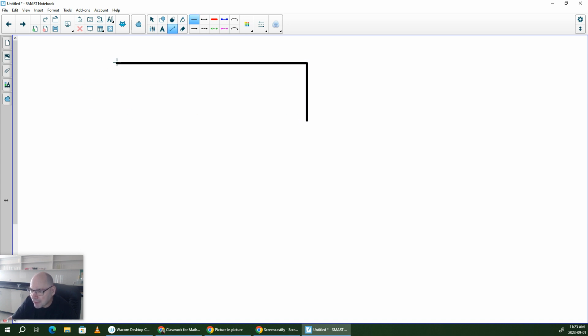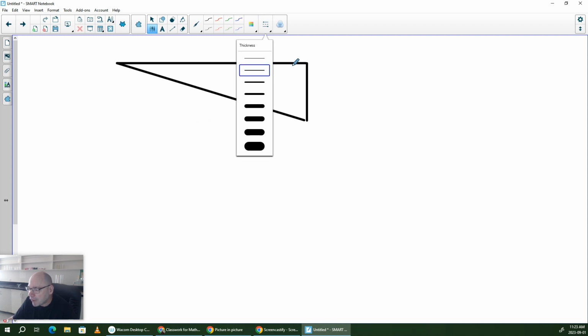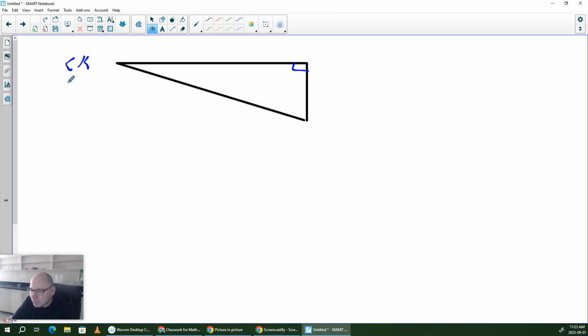Drawn for you, and I'm going to indicate that this is our right angle. This is angle K, which equals, actually, you know what? I'm going to use the bigger angle. I've been using the small angle the whole time. Let's try this one here.